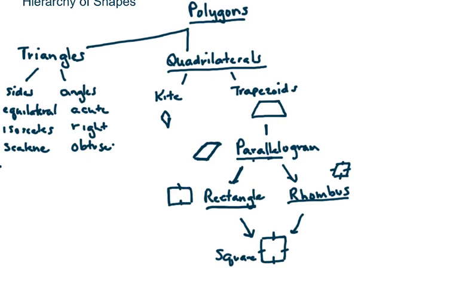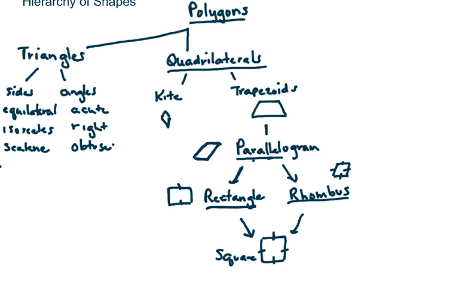Again, as you go down, some trapezoids are going to stop right here. Not every trapezoid is going to become a parallelogram. Not every parallelogram is going to become a rectangle. Not every parallelogram is going to become a rhombus. But every square is a rectangle. Every rectangle is a parallelogram. Every parallelogram is a trapezoid, just based on definition alone.